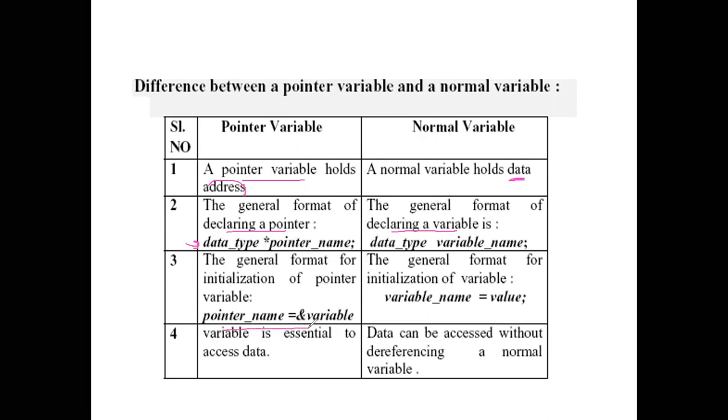Next is the initialization of the pointer. How will you initialize the pointer? p = &a. For a normal variable, you just write a = 5, correct? This is the normal initialization of a normal variable.